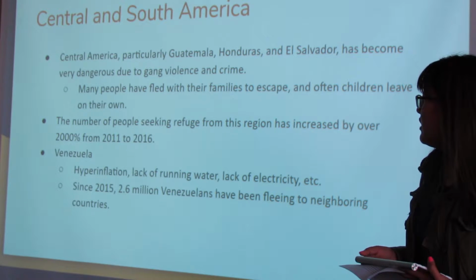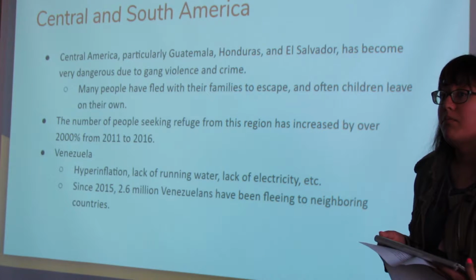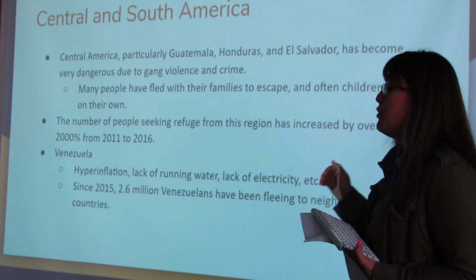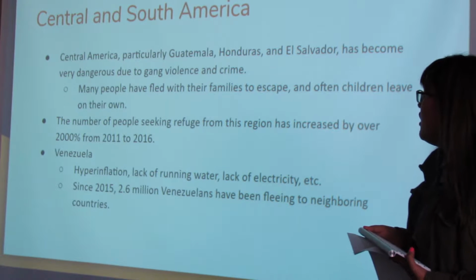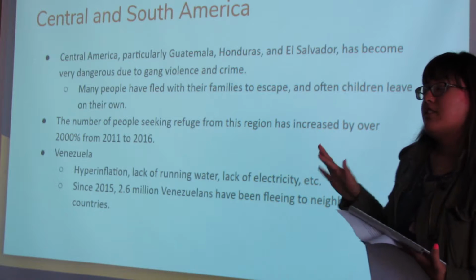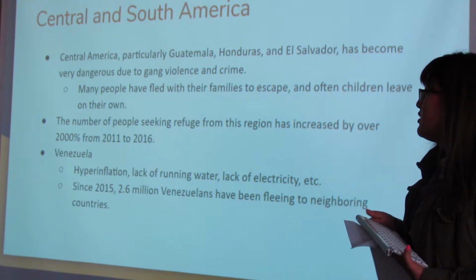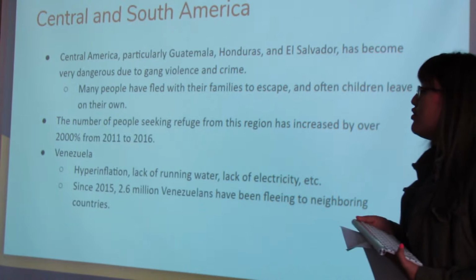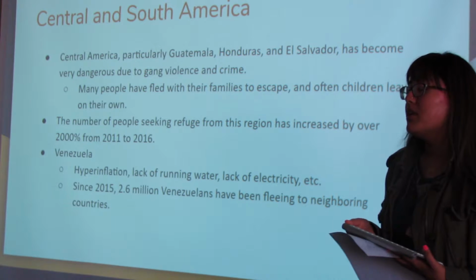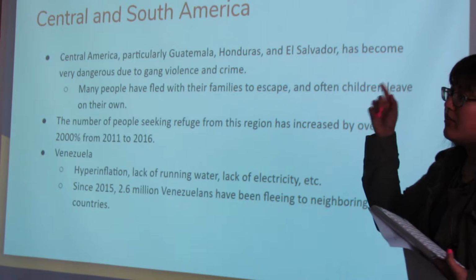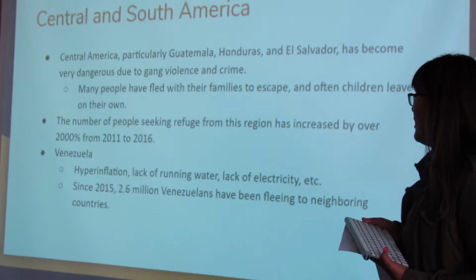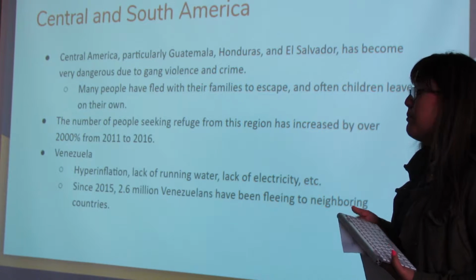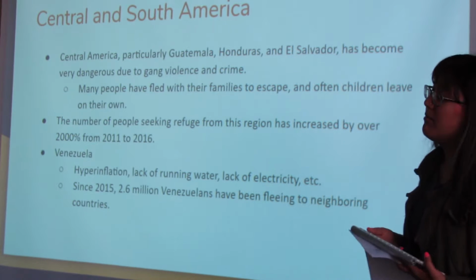And in Venezuela, especially, that's the country where most refugees leave in South America. This is where the definition gets a little bit tricky because they're leaving due to hyperinflation, lack of running water, more like political reasons. So I don't necessarily know if they would legally be considered refugees by that definition I mentioned earlier. But the countries that are receiving them are recognizing them as refugees.